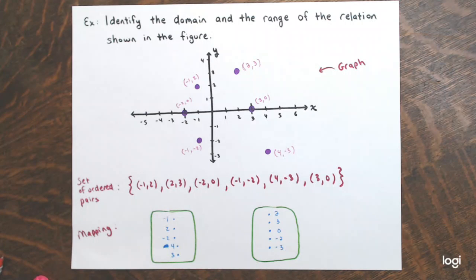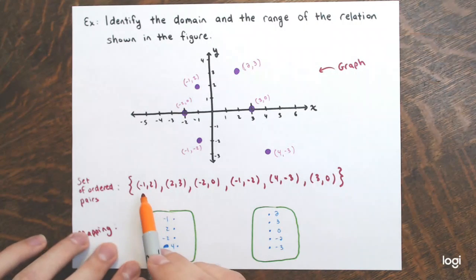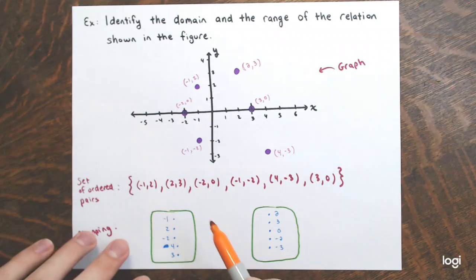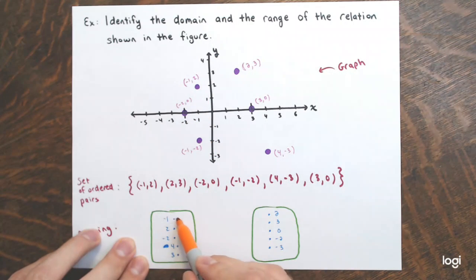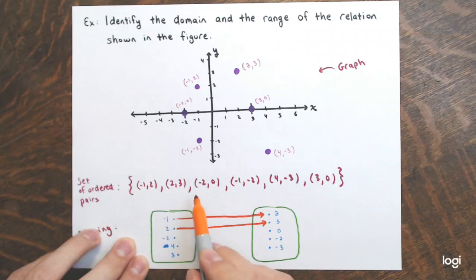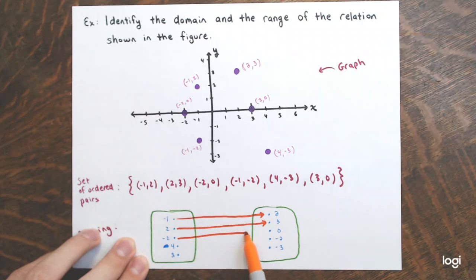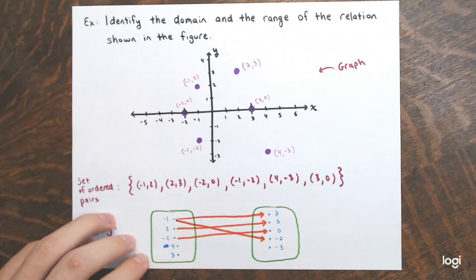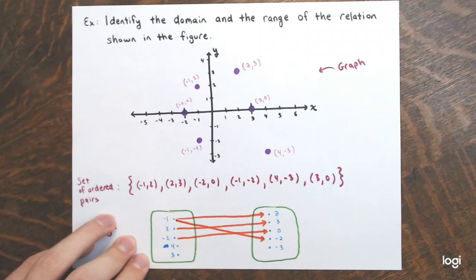And then some arrows to indicate the relationships. I'm seeing the ordered pair -1, 2, -1 corresponds to 2, or 2 depends on -1, but there we go, -1 to 2, 2 to 3, -2 to 0, -1 to -2, so you got -1 up here again on the left side to -2. Right, so you see how there's 2 arrows coming off of -1, totally fine for a relation.